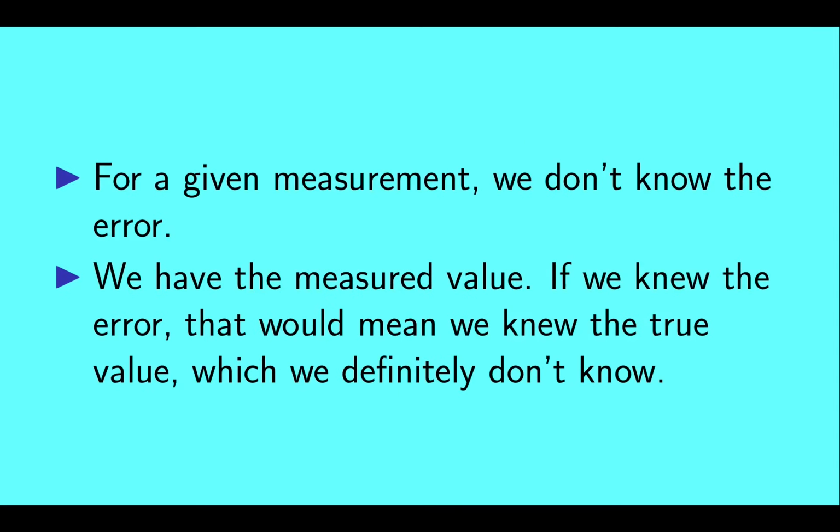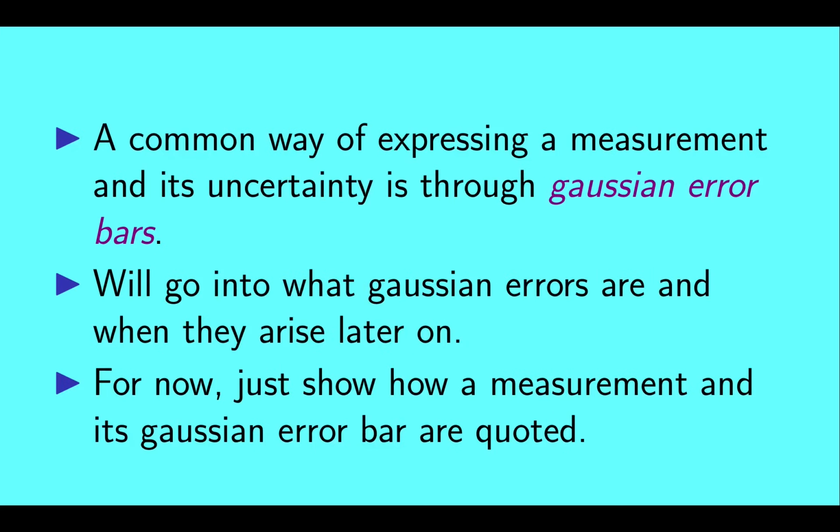For a given measurement, we pretty much by definition do not know the error. We have the measured value. If we knew the error, that would mean we knew the true value, which we definitely don't know. One of the common ways of expressing a measurement and its uncertainty is through Gaussian error bars. We'll go into what Gaussian errors are and the conditions under which they arise later on. But for now, let's just see how a measurement and its Gaussian error bar are quoted.